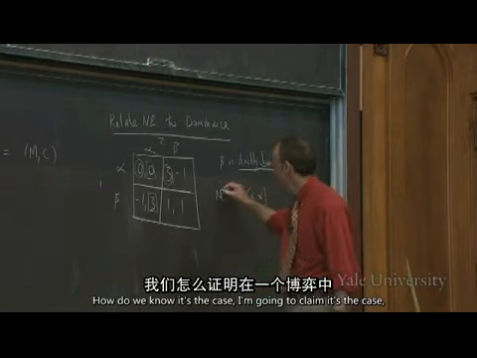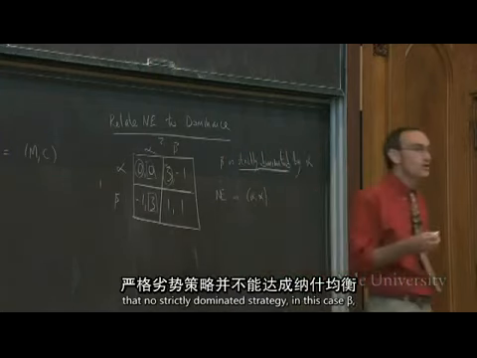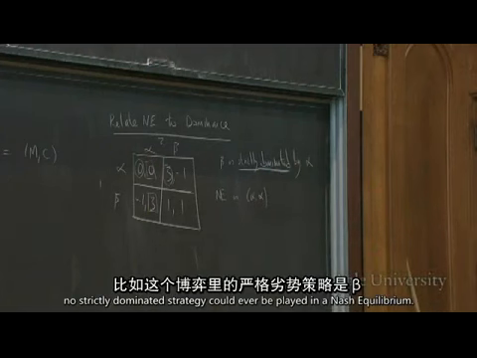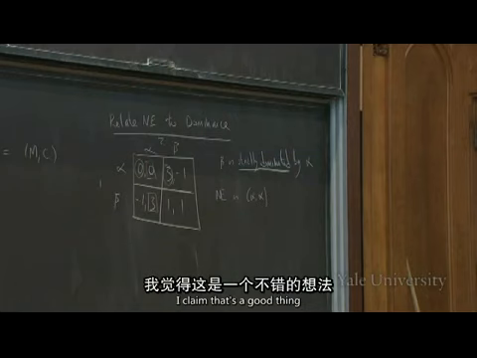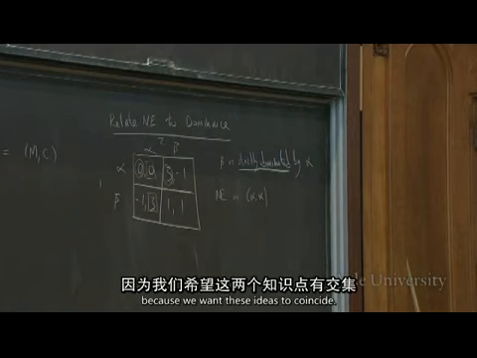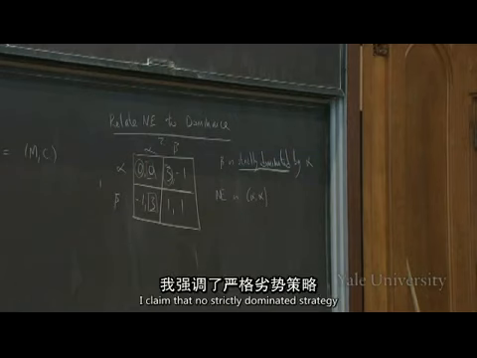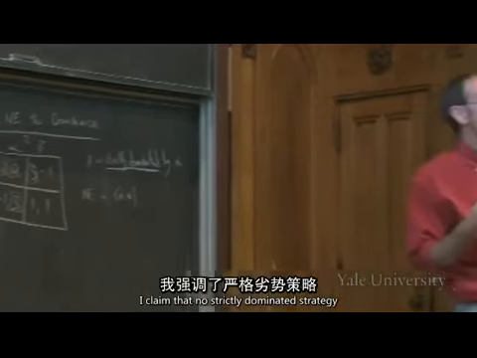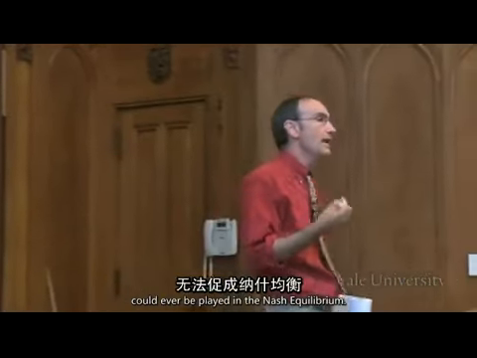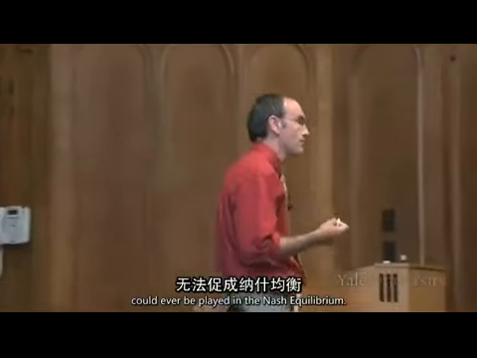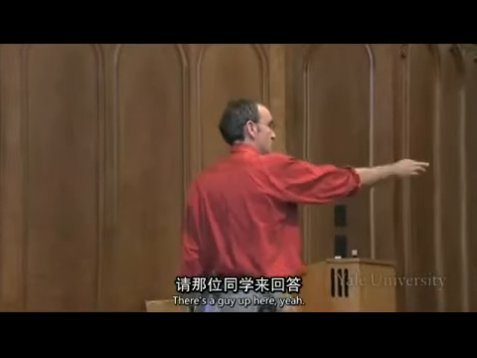So I'm going to claim that no strictly dominated strategy, in this case beta, could ever be played in a Nash equilibrium. I claim that's a good thing, because we want these ideas to coincide. I claim that no strictly dominated strategy could ever be played in a Nash equilibrium. Why is that the case? Yeah, there's a guy up here?